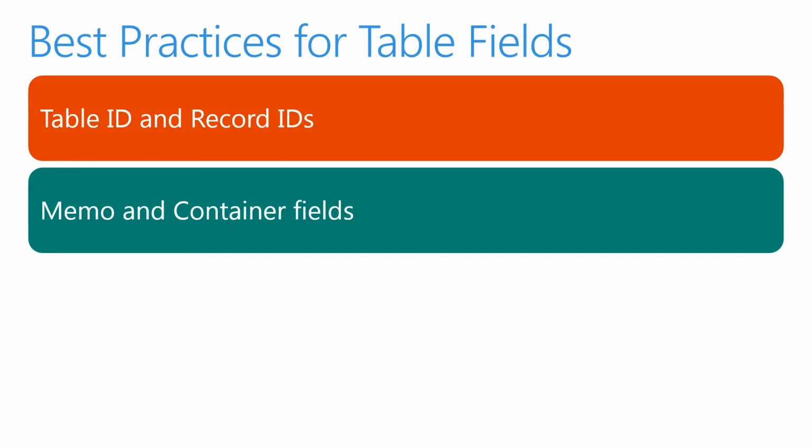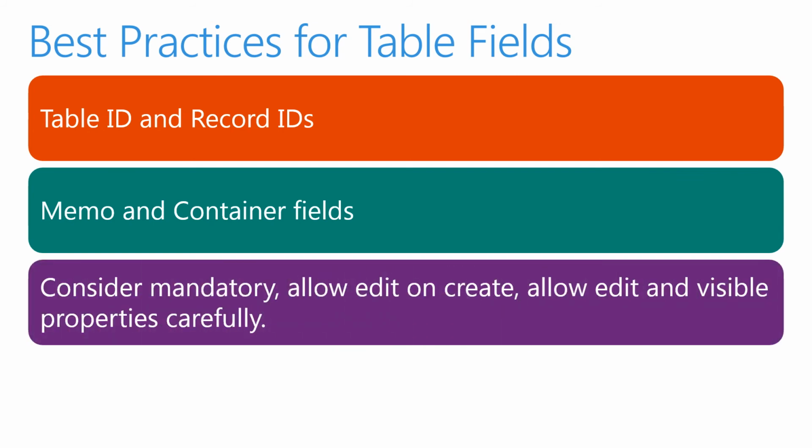Also, when selecting from a table that contains memo or container fields you aren't using, you should use a field list to exclude these and any other fields that you aren't using. When configuring field properties, you should exercise caution when setting the mandatory, allow edit on create, allow edit, and visible properties of the field. These properties control user and developer access to fields, so you need to consider the possible side effects of constraining when a field can or should be edited or viewed.